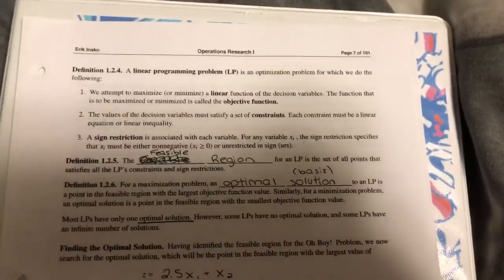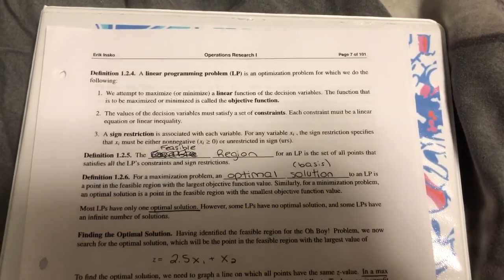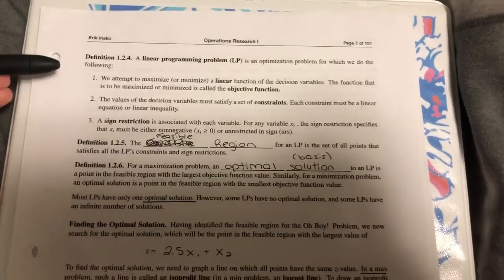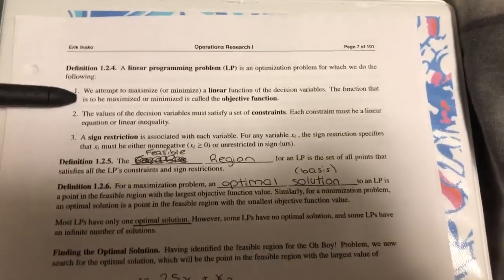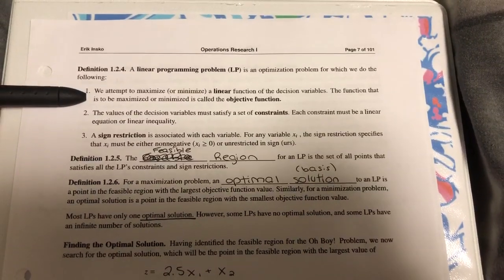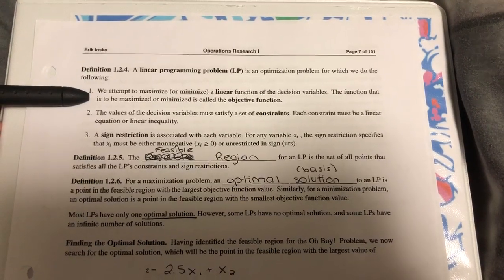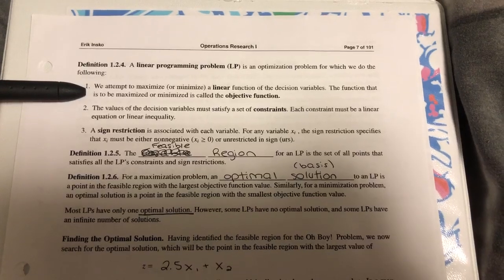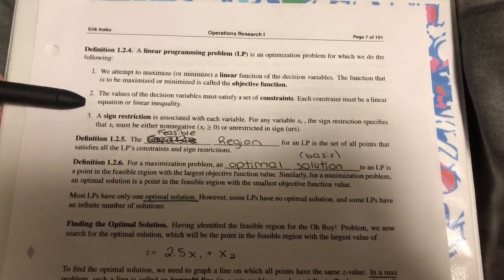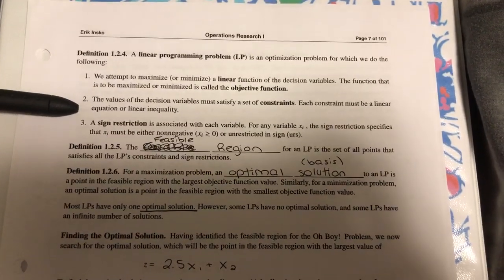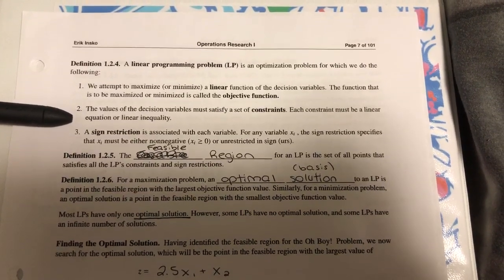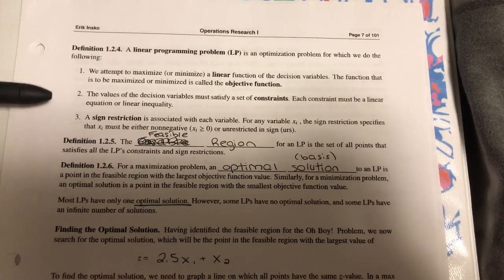Next, we move into a definition of linear programming problem, which is LP. An LP is an optimization problem for which we do the following. First, we attempt to maximize or minimize a linear function of the decision variables. The function that is to be maximized or minimized is called the objective function. 2. The values of the decision variables must satisfy a set of constraints. Each constraint must be a linear equation or linear inequality.